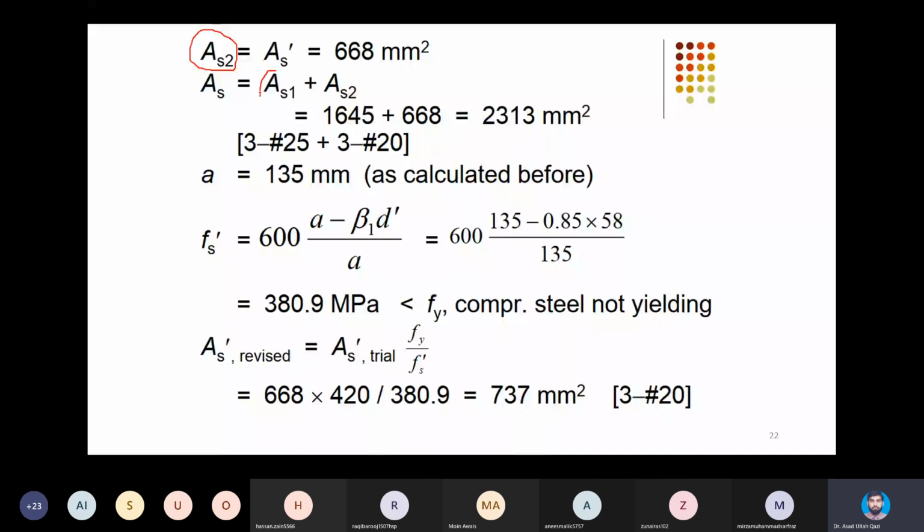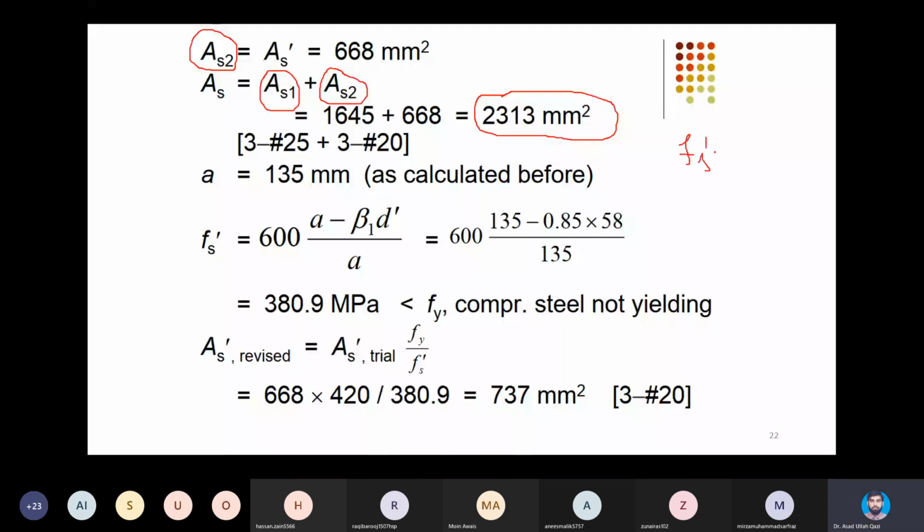And I mentioned in my previous half of the lecture that this AS you will calculate is the final answer that will not be changed even if compression steel is not yielded. So this AS you got is final, absolutely final. Now it is time to check whether my assumption of compression steel at yield is right or wrong.